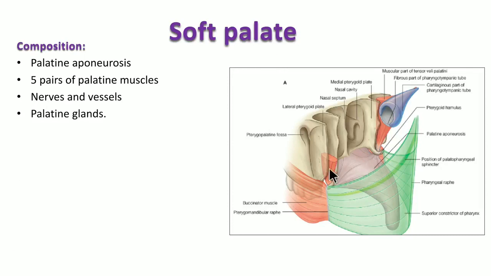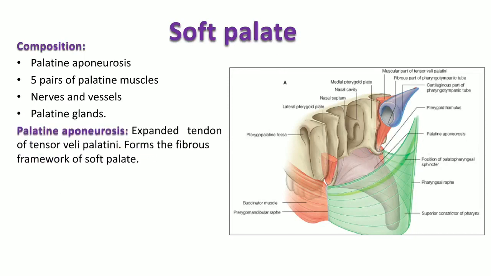This palatine aponeurosis is mainly formed by the expanded tendon of the Tensor Veli Palatini muscle. Okay, so this is the muscle. You are able to see the Tensor Veli Palatini muscle. This tendon passes around the pterygoid hamulus and then it expands. The expansion of the tendon is called the aponeurosis, and it is attached to the posterior part of the hard palate or the palatine crest, to the posterior free margin of the hard palate.